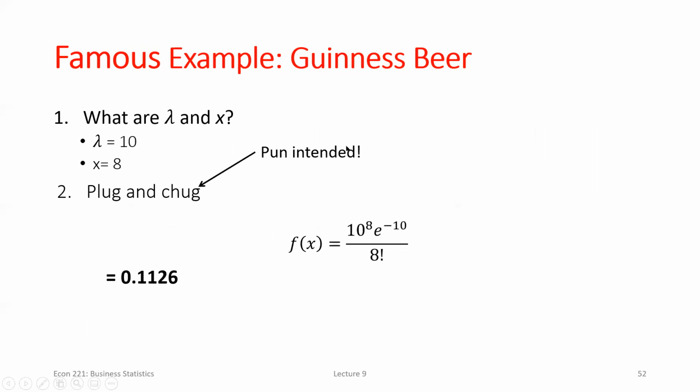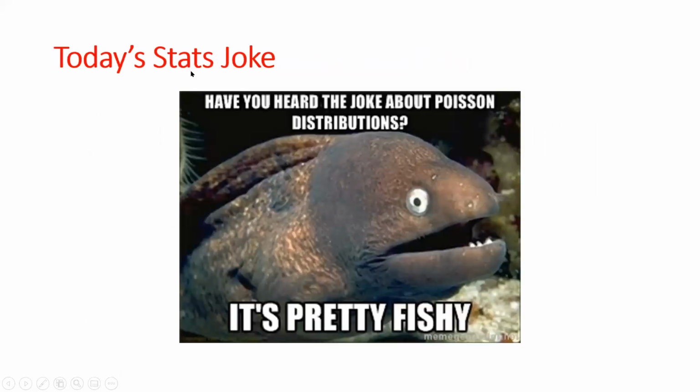Also, I kind of like some of these examples. So here's the Poisson distribution meme. Have you heard the joke about the Poisson distribution? It's pretty funny, or fishy. This is because I think Poisson is French or maybe Italian, I forget which one, but it means fish.